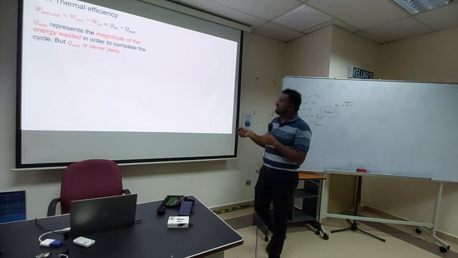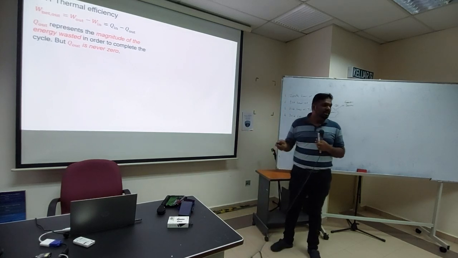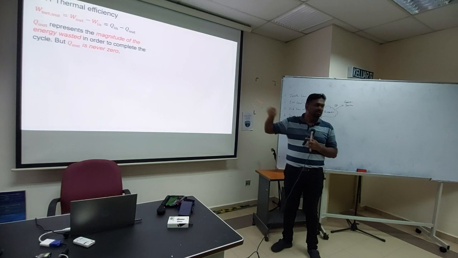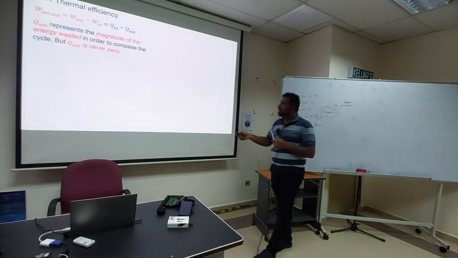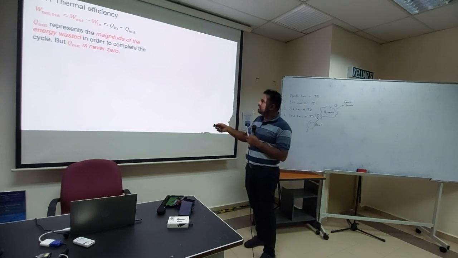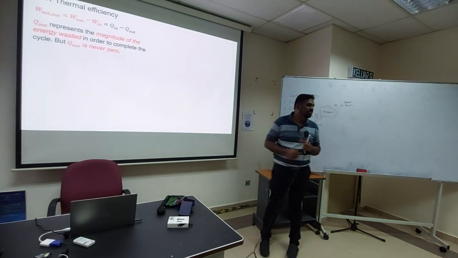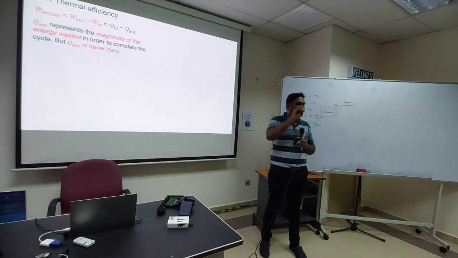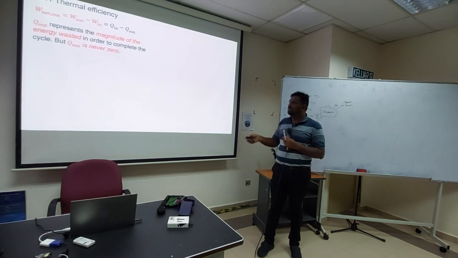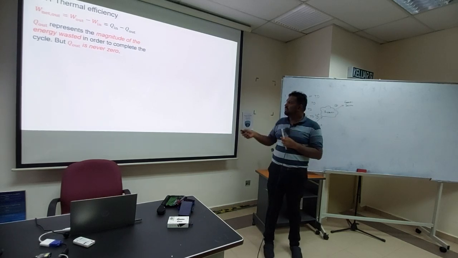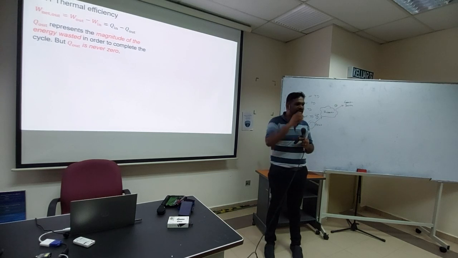Q out represents the magnitude of energy wasted. Earlier, a portion of heat energy is released to the sink. So we consider the magnitude of the energy waste, and Q out is never zero. Somehow you will have some losses. It cannot be zero unless you have a very controlled environment where you make sure it is zero. But normally there will be some wastage.